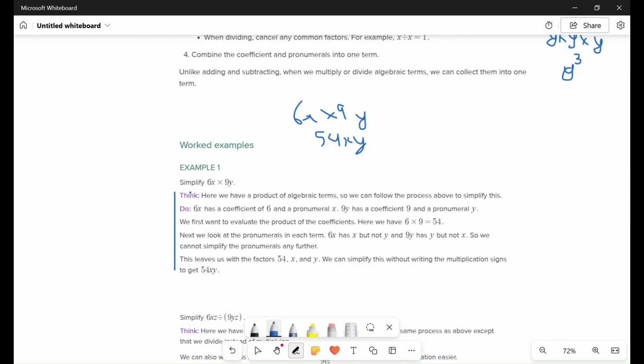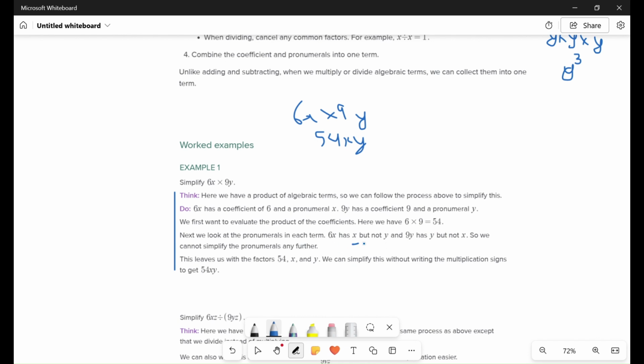Always follow this process whenever solving any mathematical question. First you think about the question, then you do the required steps after your thinking process, and then you reflect on what you have done. It's an important skill. Here we have a product of algebraic terms, so we can follow the process described above to simplify this. 6x has a coefficient of 6 and the pronumeral x. 9y has a coefficient 9 and a pronumeral y. We first need to evaluate the product of the coefficients. So we have 6 times 9, which is 54.